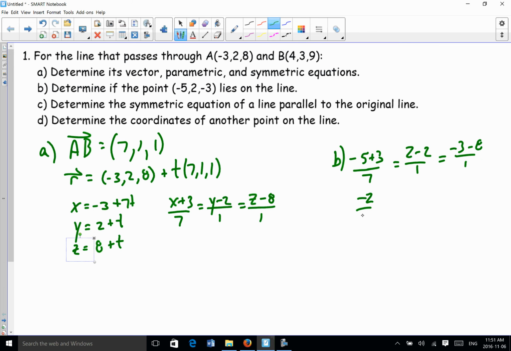Well, the first one is -2/7. The second one is 0. Don't even really need to test the last one. Let's do it. And what do we notice? These are definitely not equal to each other, so this point is not on the line. They're not equal to each other.